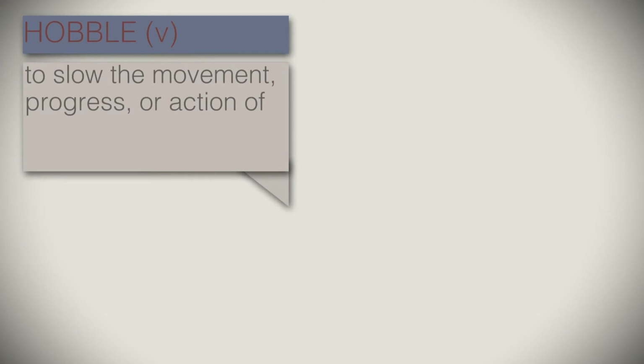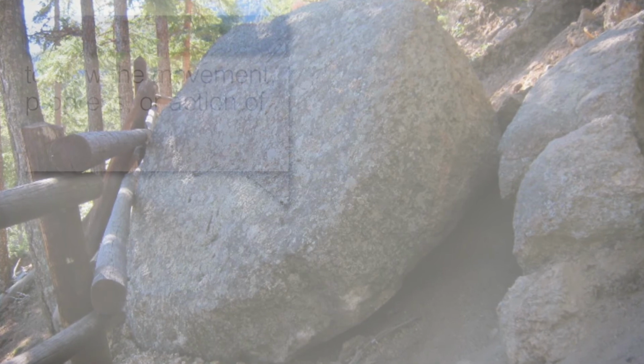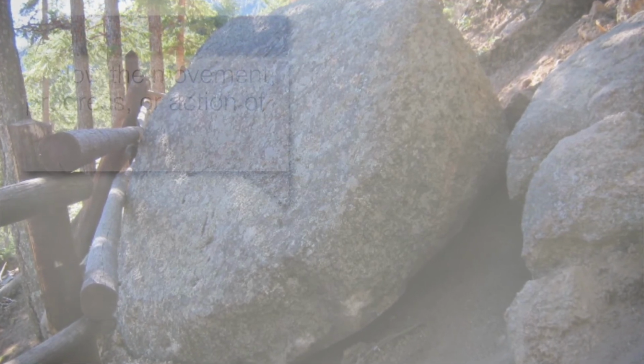Hobble. Hobble is a verb which we often use to describe a certain type of walking or movement, but hobble can also refer to the action of slowing the movement, progress, or action of something or someone from happening. For example, my progress up the steep mountain trail was hobbled by unforeseen boulders that had fallen onto it since my last trip.